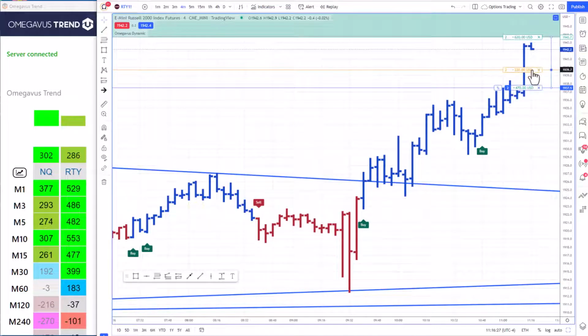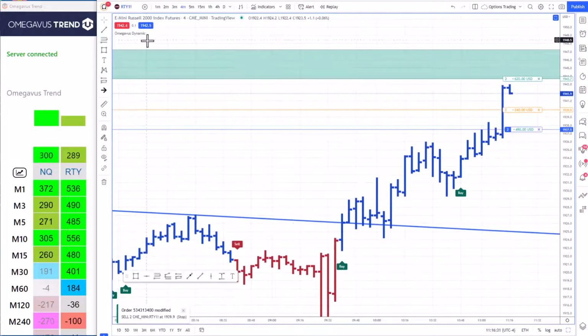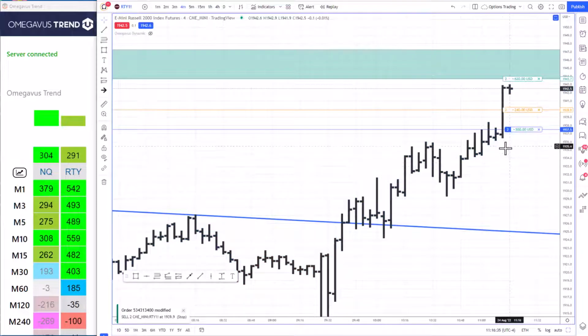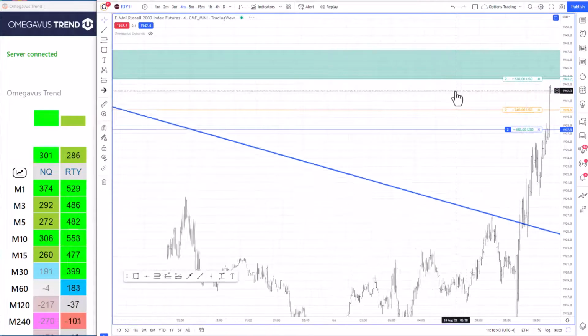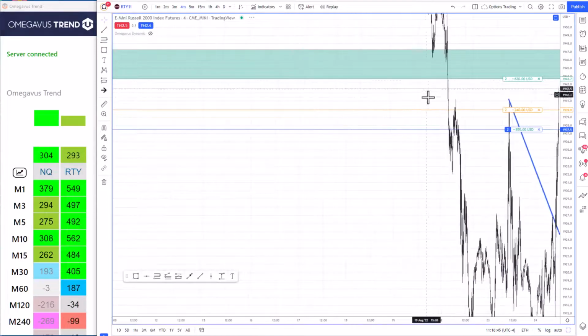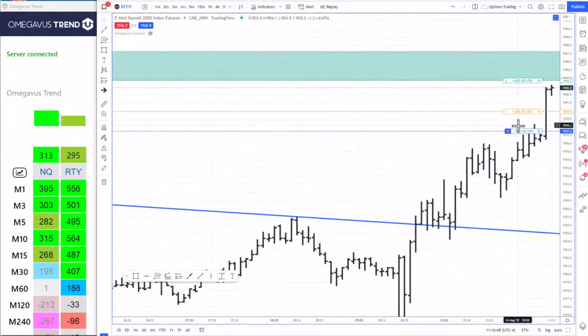Now I'm lured up here. Look what I'm going to do. We didn't use the OD or none of that. Let me turn it off. We just used the OT, the Omegavus trend, to let us know where we should be focusing on. Yes, I did a little bit of a granular analysis, going back in time, identifying support and resistance. There's a little bit more nerdy stuff. I get it. But here's what I do.